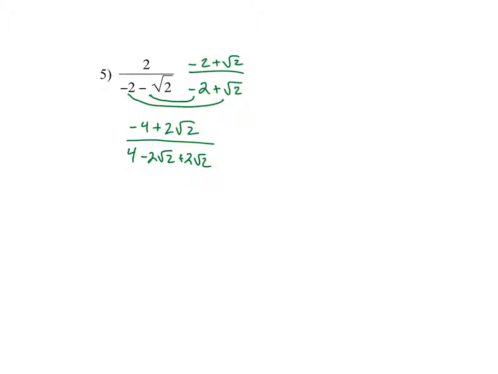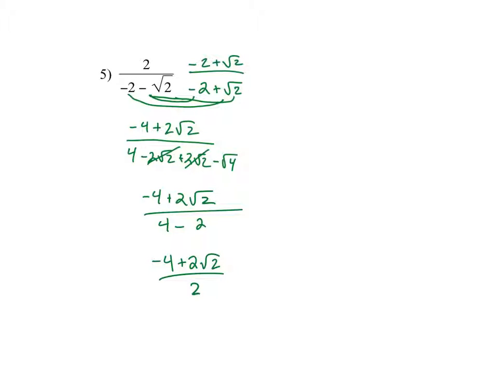And then negative square root of 2 times negative square root of 2 is minus the square root of 4. So that means that this cancels out because it's negative 2 square root of 2 plus 2 square root of 2, that's 0. So negative 4 plus 2 square root of 2, divided by 4 minus the square root of 4, which is 2. And as you can see now, I canceled out all my radicals from the denominator. So this is 2. Now I can simplify everything, so negative 2 plus the square root of 2.